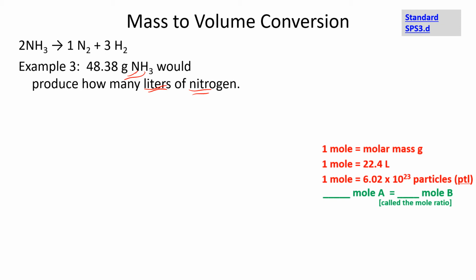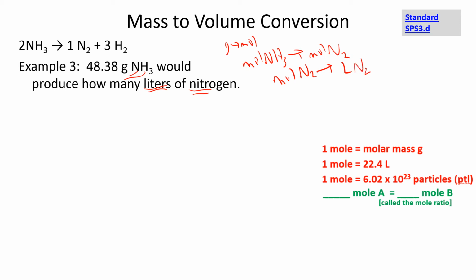So I could set up my plan to determine what path I need to take. I can see that I'm not starting with moles, so that means I've got to mole it out. I've got to go from grams to moles. Once I have my moles, then I'm going to have to switch my substances. I'm going to have to get rid of my ammonia, and I'm going to have to go to moles of nitrogen. My last piece is going to be to get rid of moles of nitrogen and to go to liters of nitrogen.